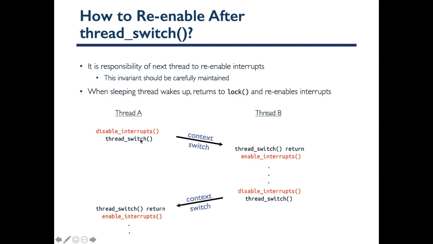Where do we come back? We come back inside this thread switch in thread A. We return from it, and then the first thing we're going to do is to enable interrupts, which, if you go back and look at the code in the previous slide, you exactly see this. So the moment you come out of thread switch, you make yourself state running, because now you're running again. And then when you get out of that if else, the first thing you do is you enable interrupts. And this is an invariant that should be carefully implemented in all threads. Whenever somebody wakes up, they have to enable interrupts.